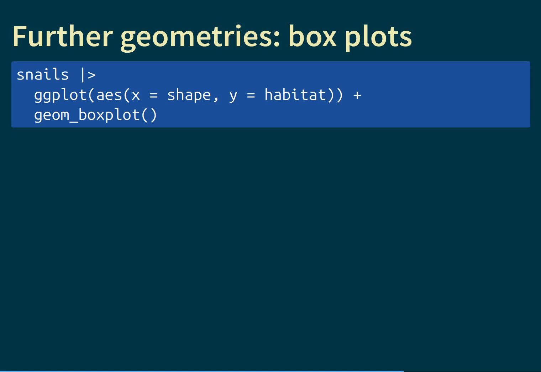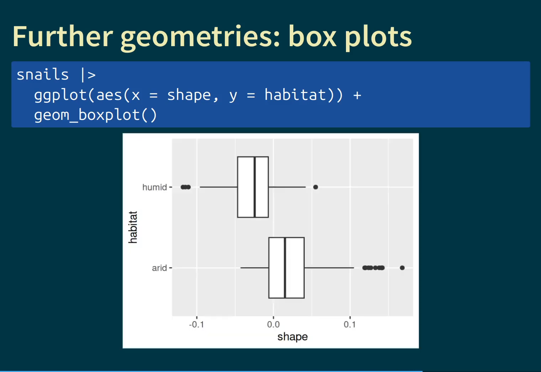So that means that we line up the shape parameters of the individual snails along the x-axis, and that's what we're going to be summarizing with the box plots. Now, that in principle would even be enough by itself, and there's no need to specify a y aesthetic. But just for fun, since we know that there are two different habitats in the dataset, why don't we specify the y aesthetic as habitat, and that means that we actually get two box plots, one for the arid and one for the humid regions.